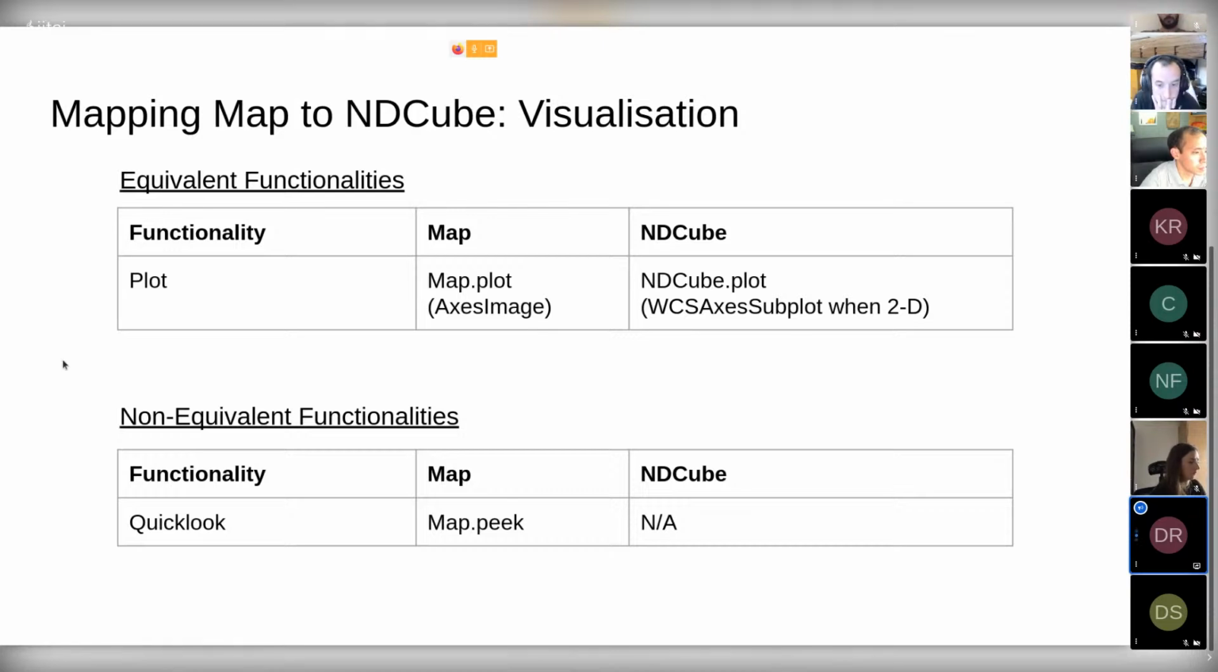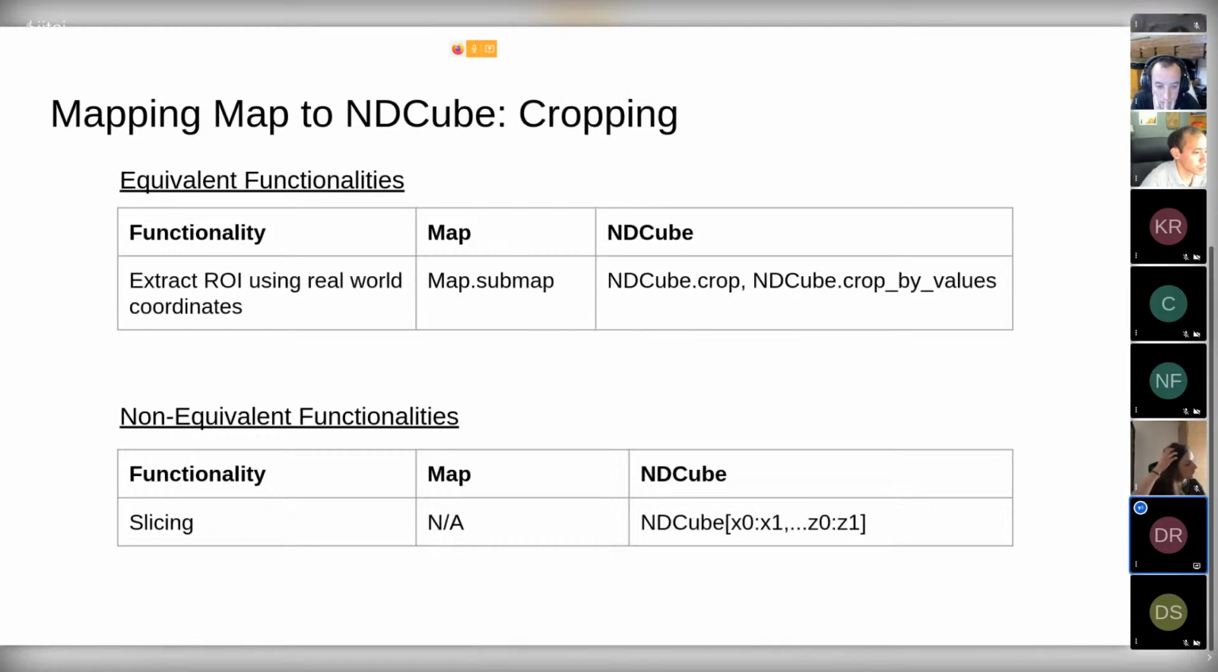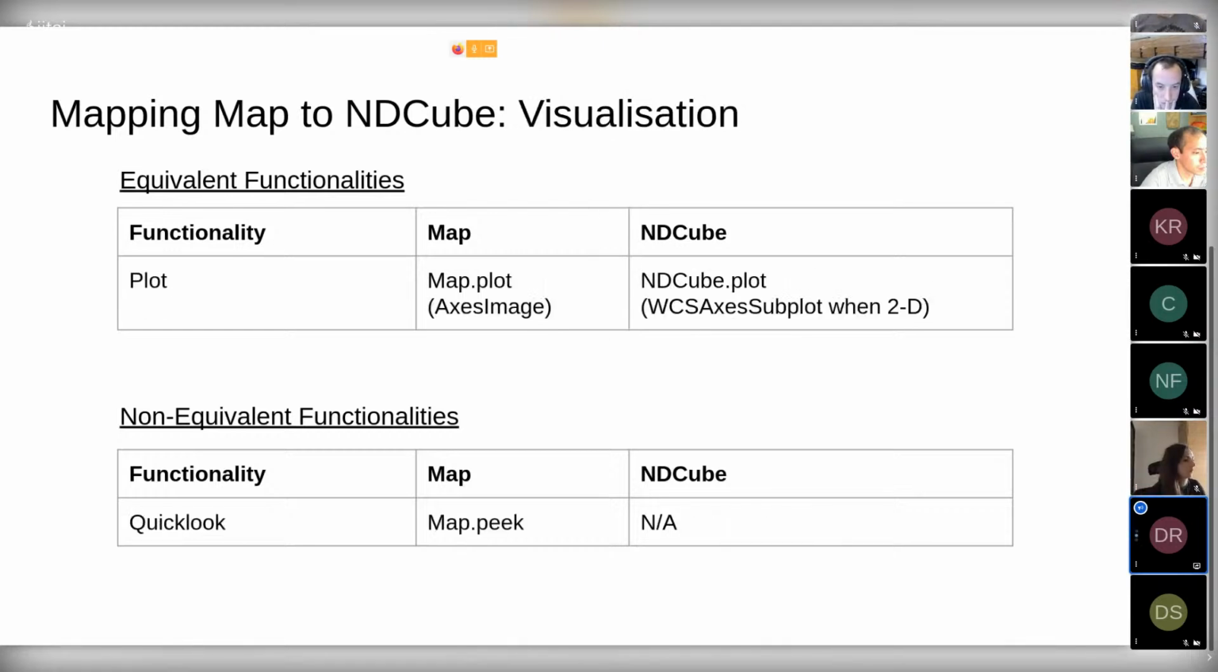I don't know what the status of map.peek is, but there's nothing similar to that in ndcube. Likewise, Map carries around plot settings, like which color table to use because it knows it's AIA 171 or whatever it is. Of course, ndcube is agnostic to all that, so it doesn't. But if you provide that information through the plotting, as keywords or whatever to plot, then you can still make an ndcube.plot look exactly like a map.plot.